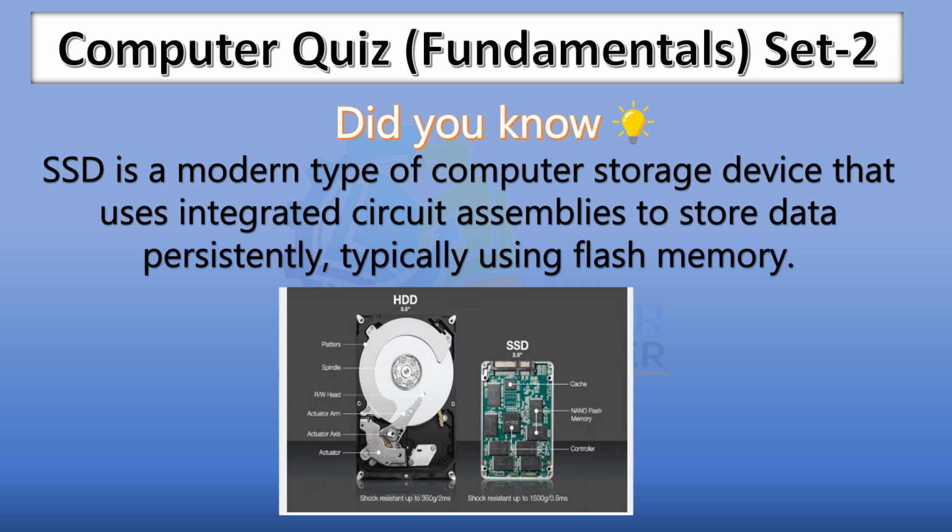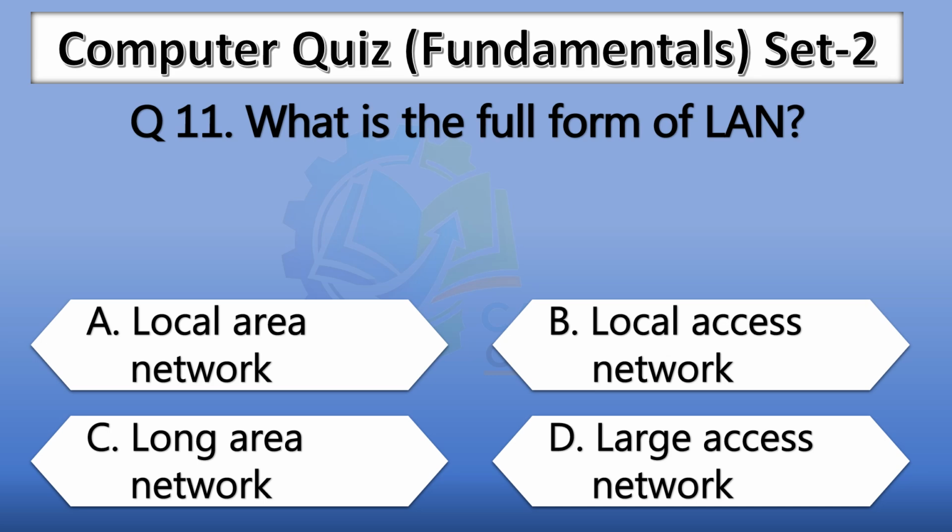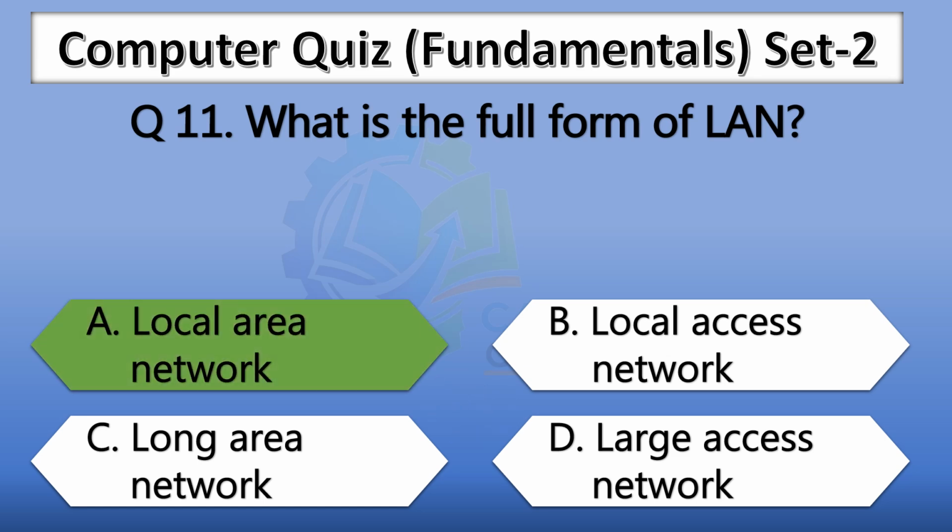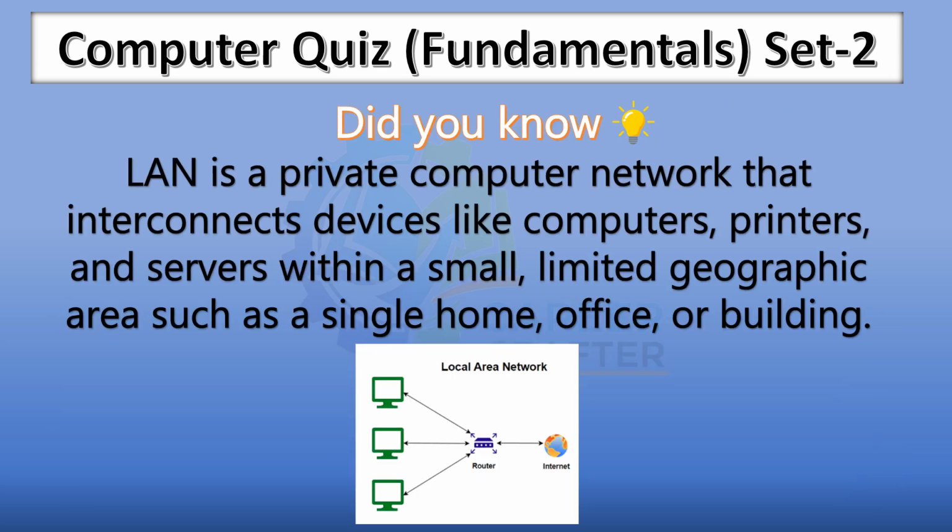What is the full form of LAN? Local Area Network, Local Access Network, Long Area Network, or Large Access Network? The correct option is Local Area Network. LAN is a private computer network that interconnects devices like computers, printers, and servers within a small, limited geographic area, such as a single home, office, or building.